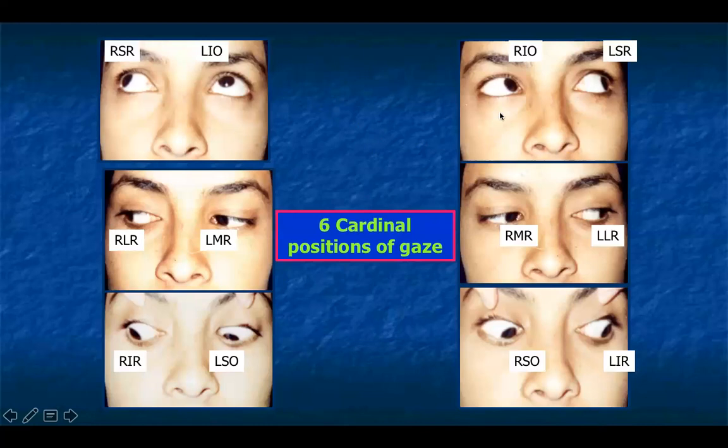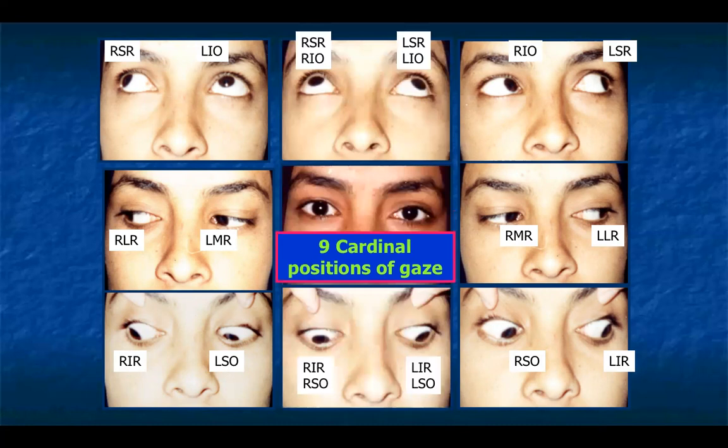So we test motility in the 6 cardinal positions of gaze, which is the field of action of each extraocular muscle, where only one muscle is acting, to determine if there is any limitation or overaction of the muscles. We can also test motility in the 9 cardinal positions of gaze. So we add to the 6 cardinal positions the primary position and direct up and direct down gaze. For direct up and direct down gaze, two muscles are acting, so we're not actually testing motility, we're testing for pattern, which is the difference between the angle of strabismus in up gaze and down gaze.